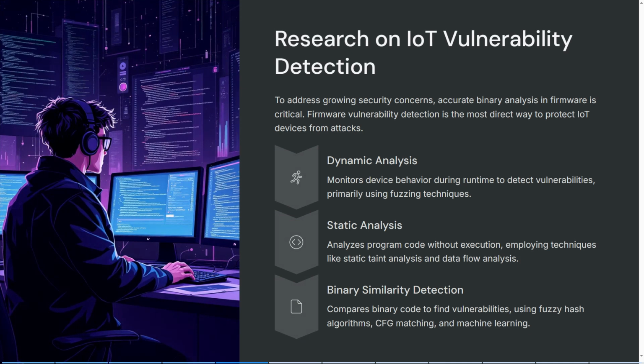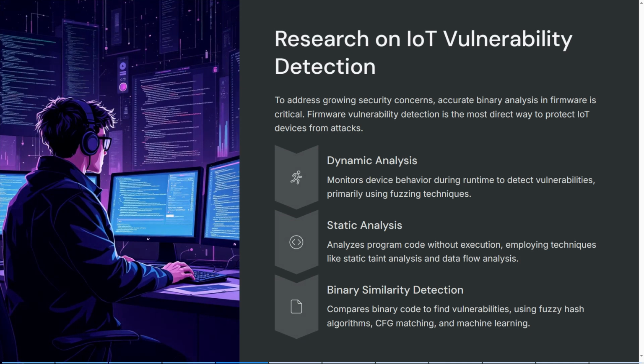One of the main and direct ways that we have is firmware vulnerability detection. It is one of the most direct ways to protect IoT devices from attack, and it has three main ways to do that. The first one is dynamic analysis. It normally monitors device behavior during runtime to detect vulnerabilities, primarily using fuzzing technique. Fuzzing is a quality assurance technique used to detect coding errors and security vulnerabilities in software, operating system, or networks. It works by attempting to crash a system or trigger errors by supplying a large volume of random inputs.